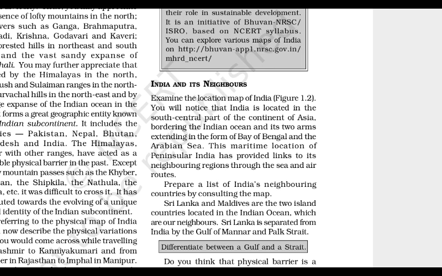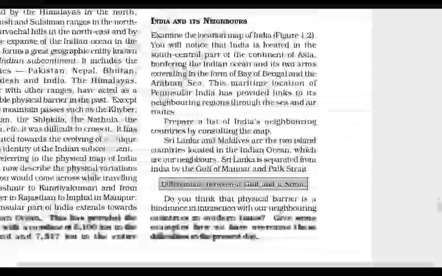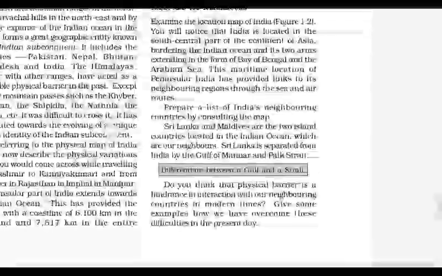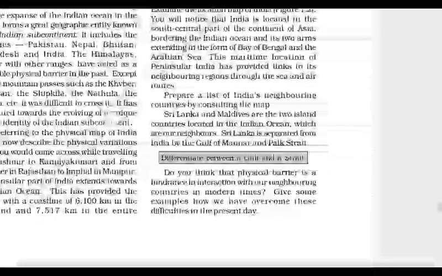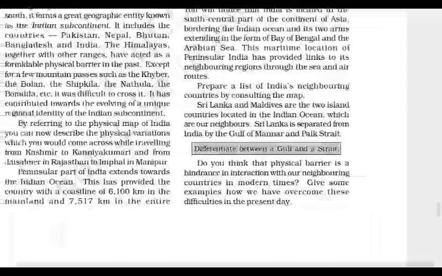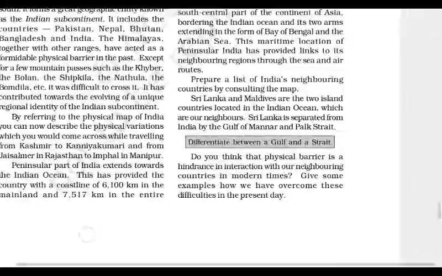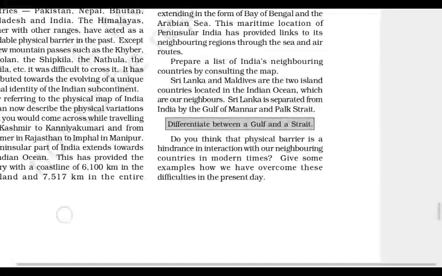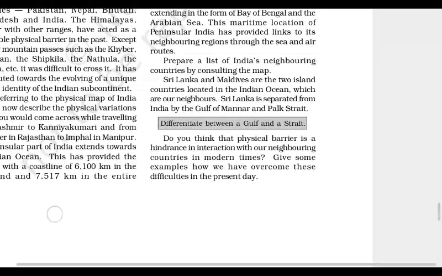Sri Lanka and Maldives are the two island countries located in the Indian Ocean which are our neighbors. Sri Lanka is separated from India by the Gulf of Mannar and Palk Strait. Do you think the physical barrier is a hindrance in the interaction with our neighboring countries in modern times? Give some examples of how we have overcome these difficulties in present day.